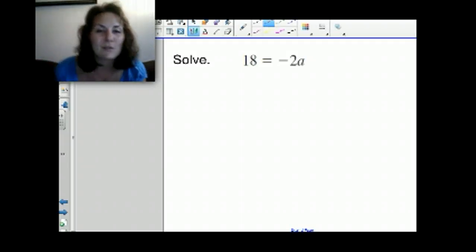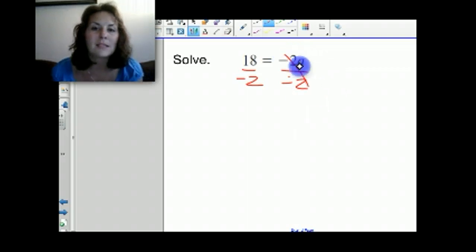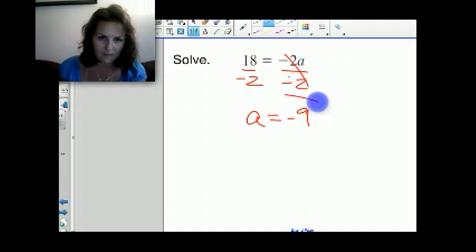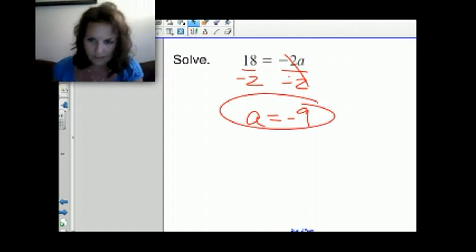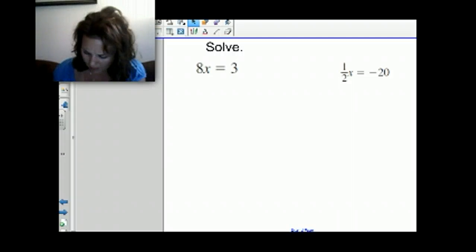18 equals negative 2 times a. I'm going to divide both sides by negative 2. Those cancel. Now to put it in standard form, I'm going to move my a to the left side. Equals 18 divided by negative 2 is negative 9. A lot of slides. Okay.